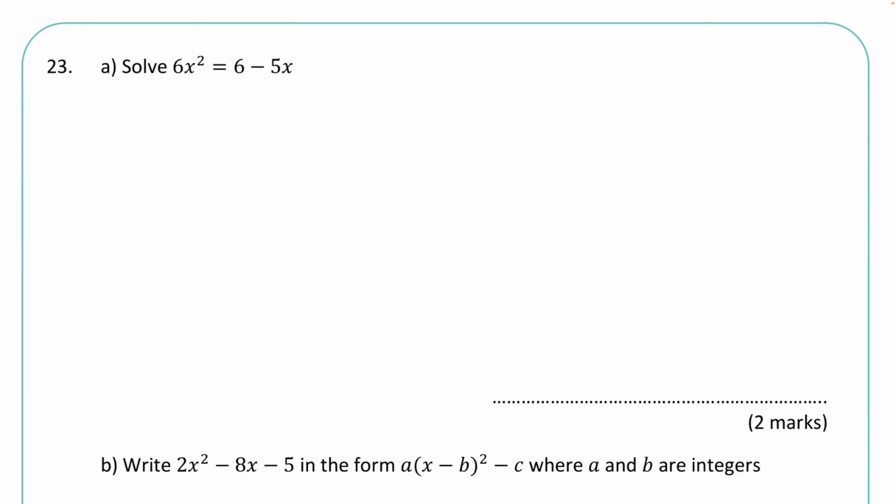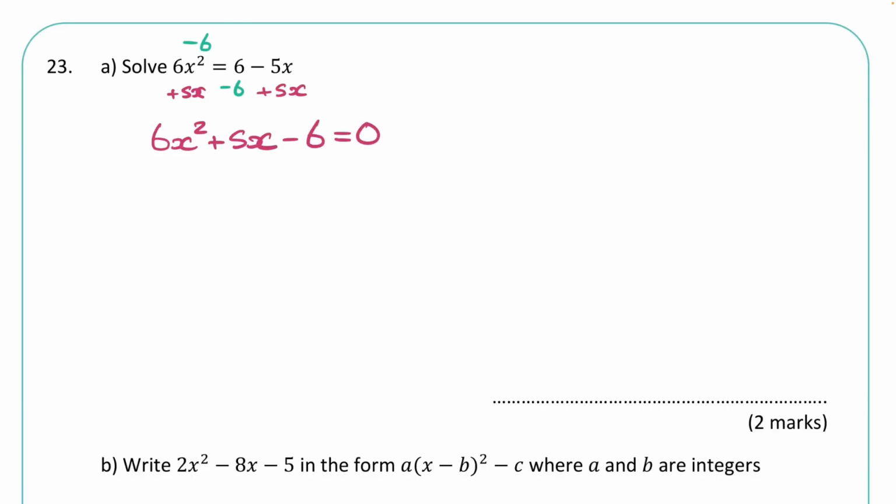Okay, so our next question, we are solving a quadratic here. Now, if we are solving a quadratic, it has to be equal to 0 first and foremost. So let's first rearrange this. So plus 5x to the other side, and that gives us 6x squared plus 5x equals 6. It might be better at this point though just to subtract 6 from both sides as well if you're comfortable to do it in one step. Minus 6 equals 0.